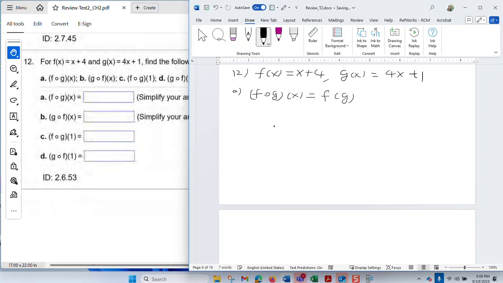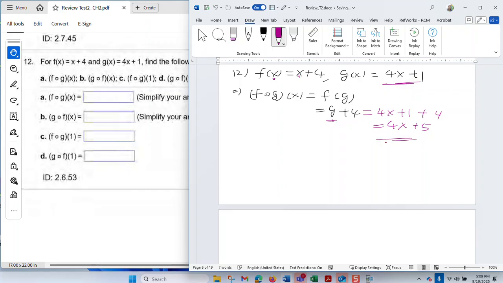So that means f is the outer, g is the inner. If you want to do it in one step, go to f and change x into g. So this will be g plus 4, right? Here you have x plus 4, change x into g, so that's g plus 4. And how much is g? Well, g is 4x plus 1, and then plus 4, or 4x plus 5, the final answer, right?